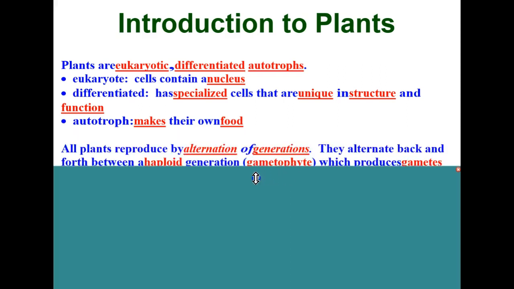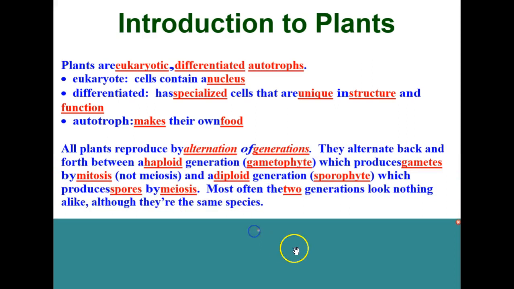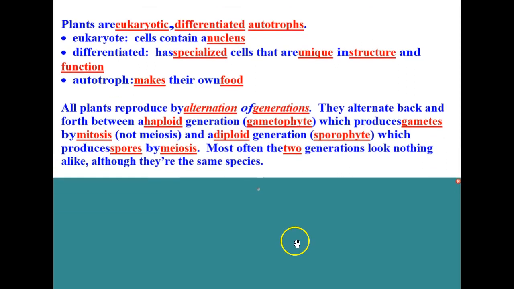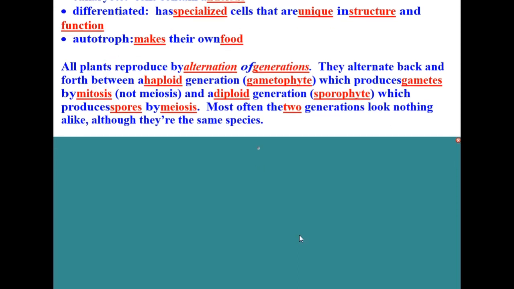All plants reproduce by the process of alternation of generations. That means they alternate back and forth between a haploid generation, in which they are a gametophyte, which produces gametes by mitosis, not meiosis, and a diploid generation, a sporophyte, which produces spores by meiosis. Most often, the two generations look nothing alike, although they're the same species.